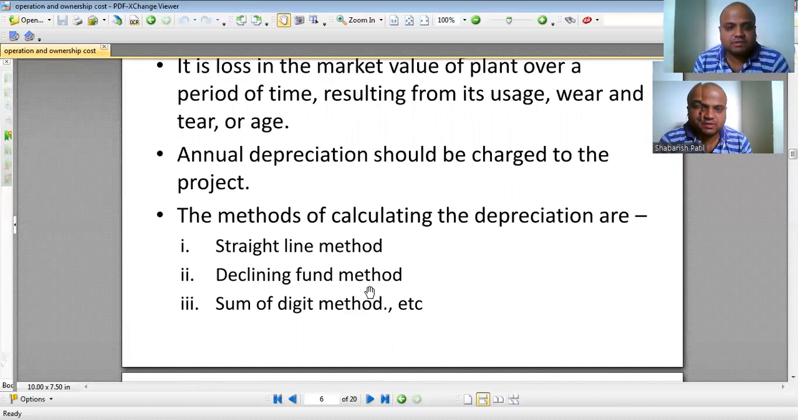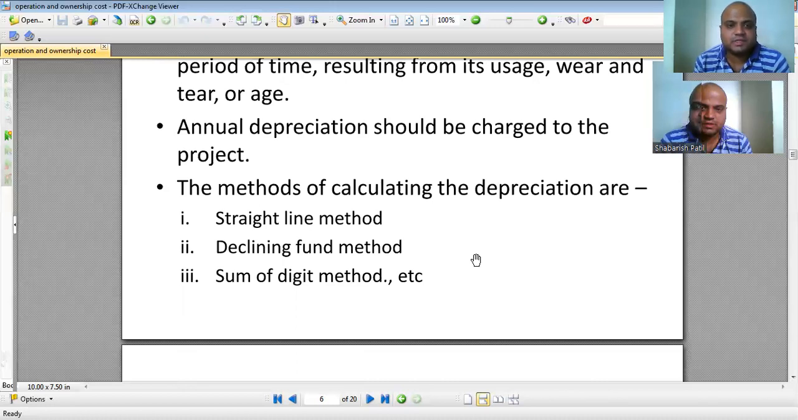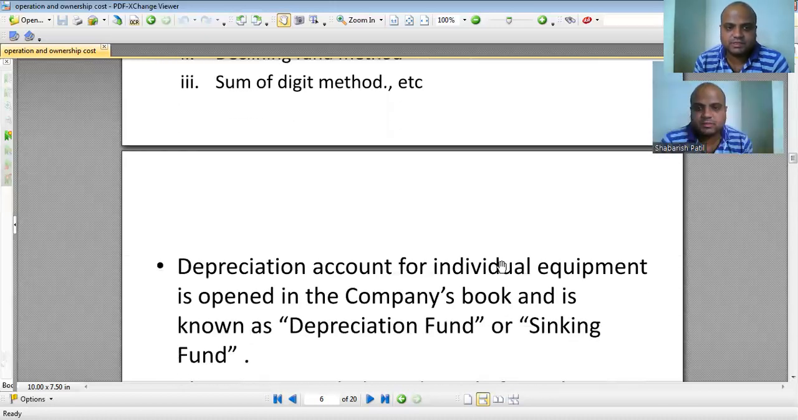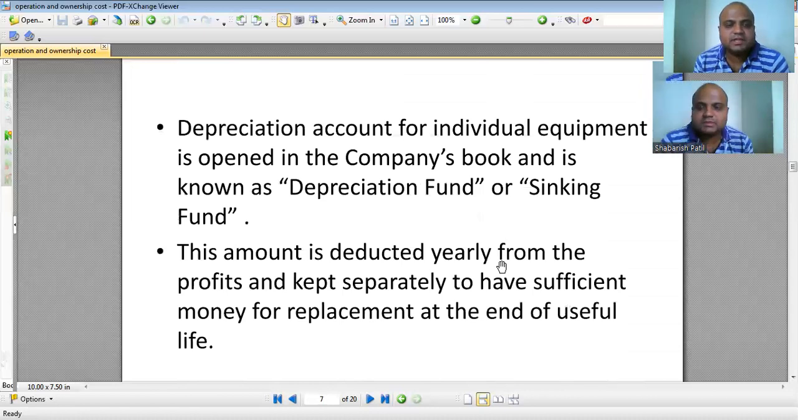Okay, I'm dealing with the theoretical part now. The numericals we'll be discussing in the next class. That is the straight line method, declining fund method, and then the sum of digits method. Coming to this again, depreciation.